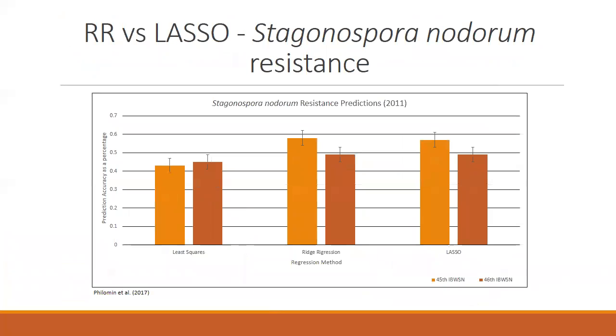Here we are looking at Stagonospora nodorum resistance in wheat. The 45th year breeding stock shows statistical differences between the least squared approach versus the regression analysis. However, there were no differences in the 46th year breeding stock. This data suggests that predictive models for certain host-pathogen interactions could have a higher degree of variability depending on the underlying genetics of the system.